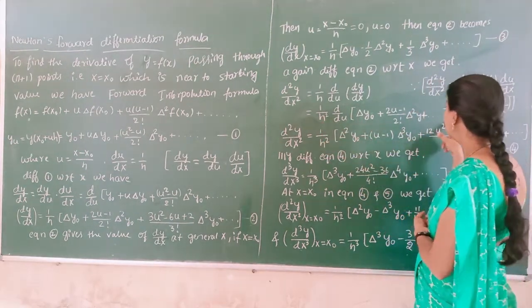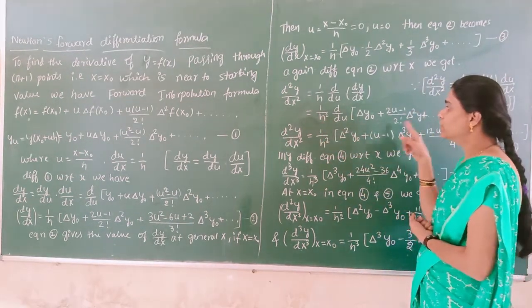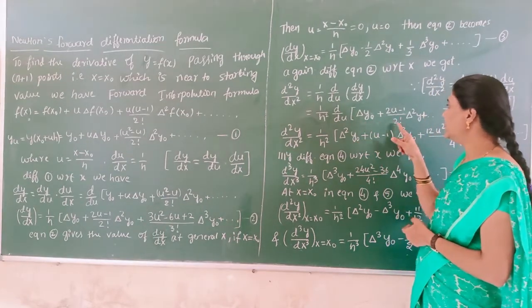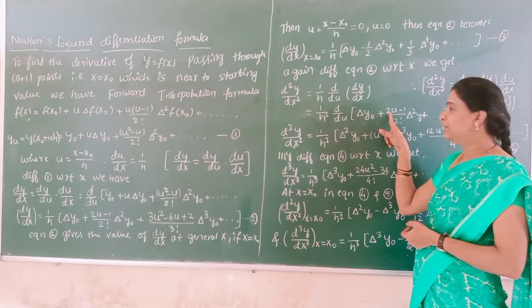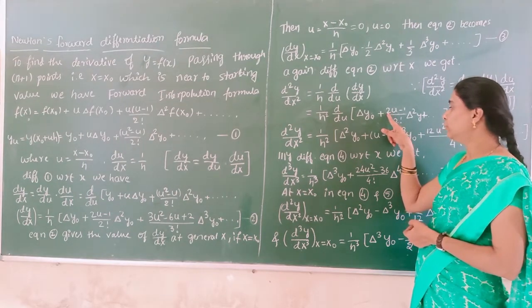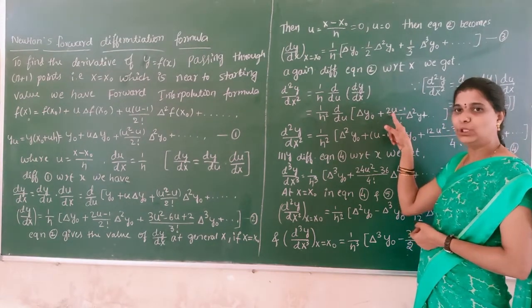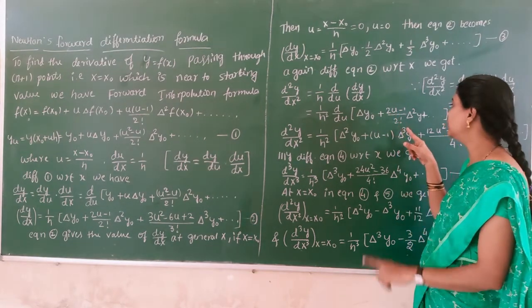Now differentiate this equation number 2. The first term is again independent of u, meaning we get 0. In the second term we have u, and the differentiation of u gives 2. The coefficient 2 is there, so 2 into 1 is 2, and 2 upon 2 factorial gives the value 1.